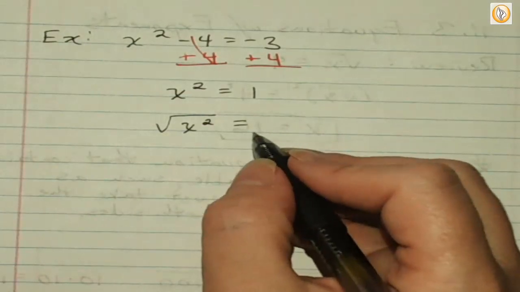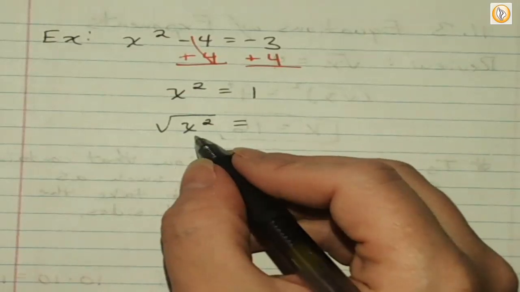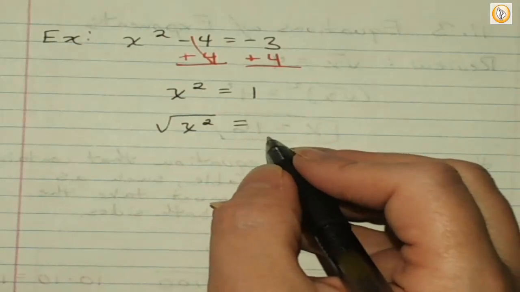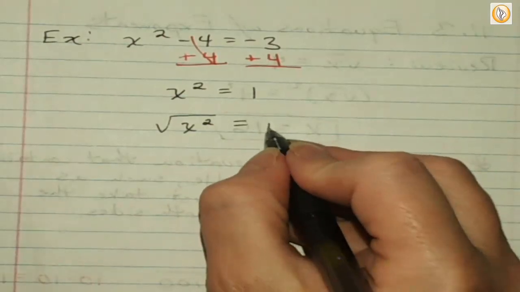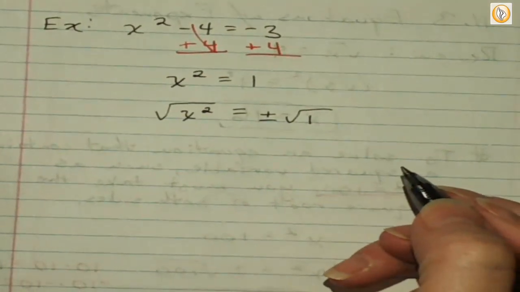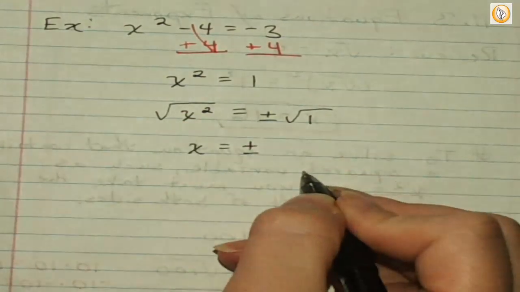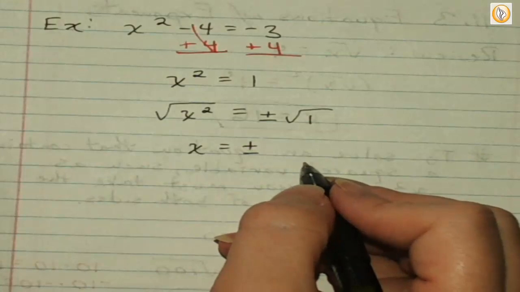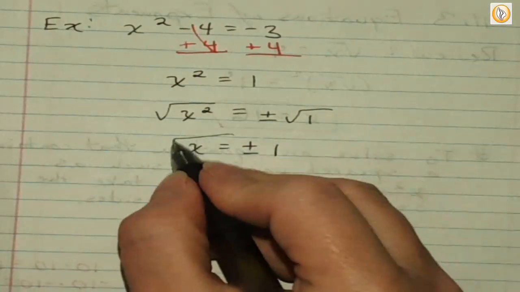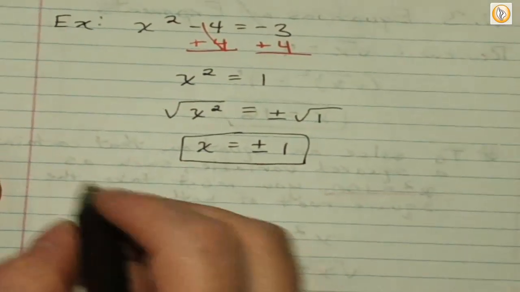You said I had to square root both sides, right? So tell me what to write. I did the square root of x squared. What do I do to the 1? Square root. Are you missing something? Plus and minus square root of 1. Yes. So what do you get? x equals plus or minus the square root of 1. Just 1, because 1 times 1 is 1, right? Do you understand? Yes. Okay. Let's do another.